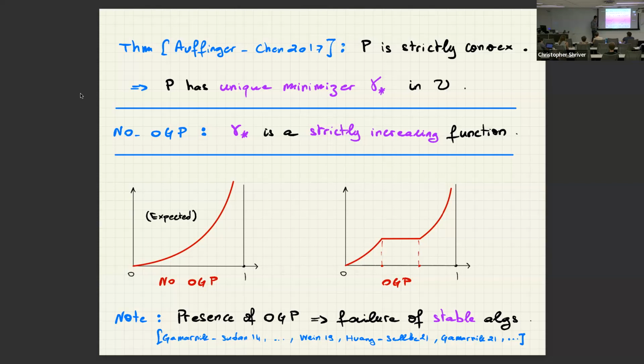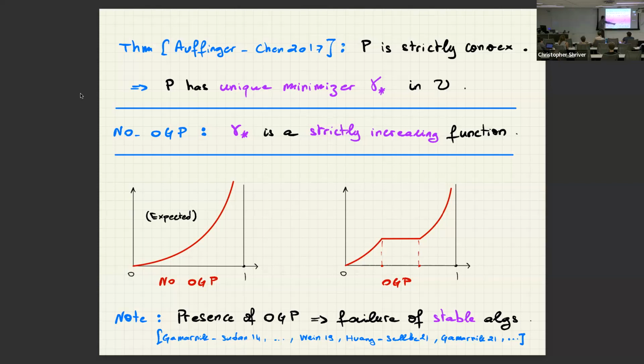And of course, what we've seen this morning, the presence of OGP, although it wasn't defined this way, or some variant of OGP, implies failure of stable algorithms. So this is perhaps the other side of the coin that says that if you don't have OGP, there is an algorithm, right? So this is the other implication.